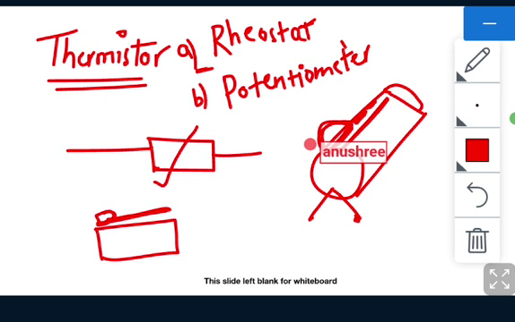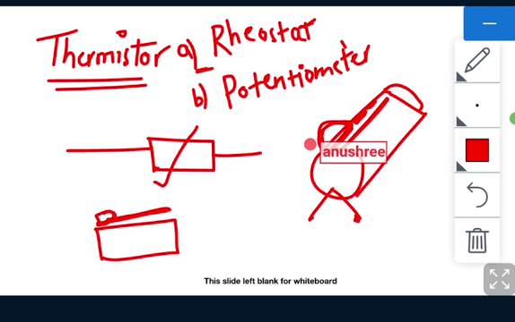So, metal oxide semiconductor field effect transistor. Yep, I've written that down.